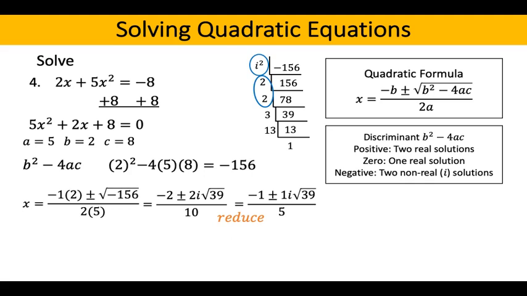So that is our answer in simplest form, so we can write our solution in set notation, least to greatest. So put the subtraction first and then the addition. So we get negative 1 minus i, the square root of 39, over 5, and negative 1 plus i, square root of 39, over 5 for our two solutions.